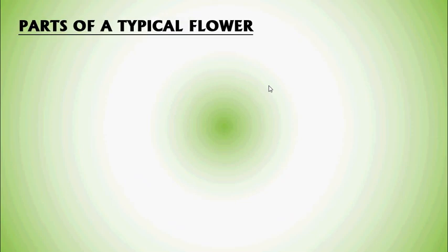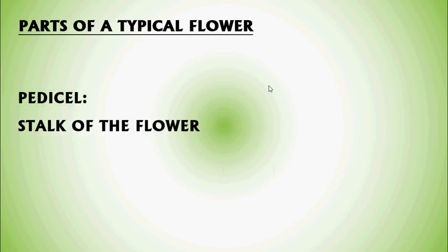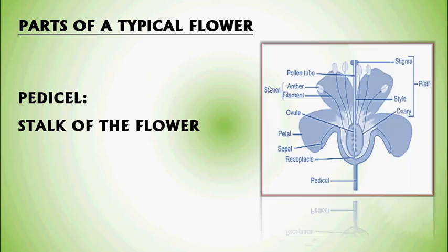Parts of a flower. Pedicel. The stalk of the flower is called a pedicel. So here in this photograph, see the base of the flower having a long, slender, tube-like portion. This is called the stalk of the flower, that is, the pedicel.